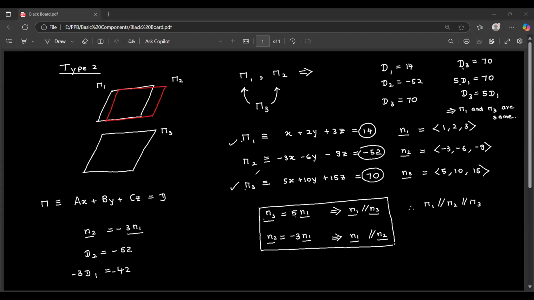This is the second type. You just have to check for the d also. You can't stop with n1, n2, and n3. You have to also check d1, d2, and d3. So if two planes are overlapping and one plane is distinct and parallel to the other two planes, then we can say they do not have solutions. Why? They are not intersecting with each other. So this is type 2 of an inconsistent system of equations.